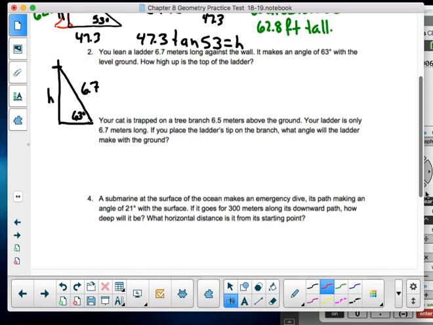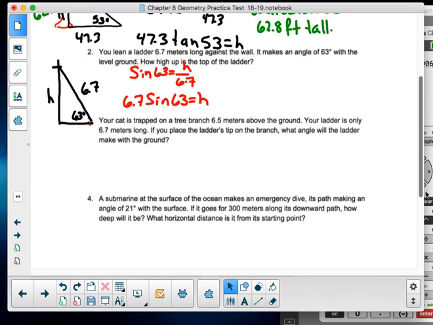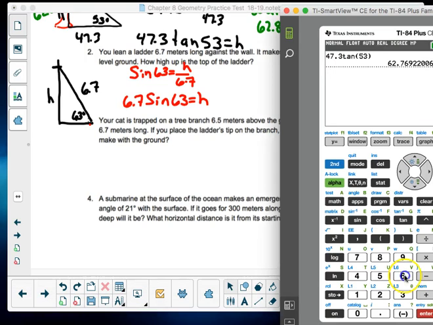Now, I stand on 63 degrees, h is opposite the hypotenuse. So I have sine of 63 is equal to h over 6.7. So 6.7 times sine of 63 is the height up the wall my ladder is going to reach. And again, I grab my calculator and I go 6.7 times sine of 63. And I find that my ladder is reaching 5.969 feet up.